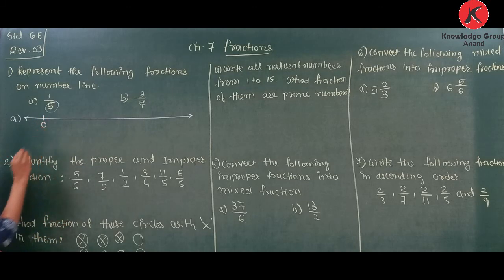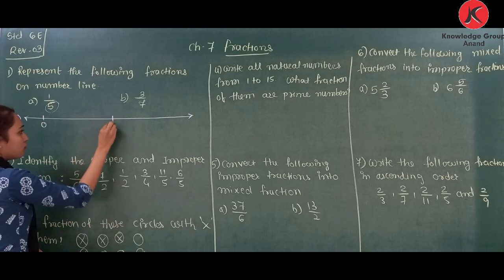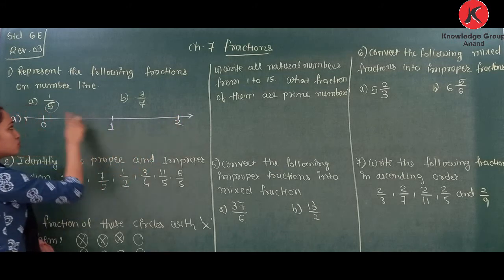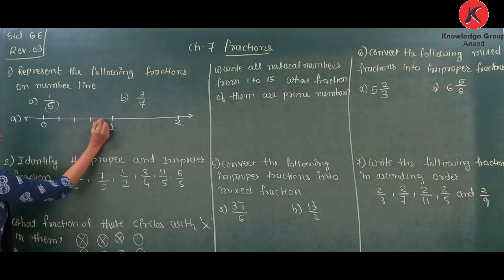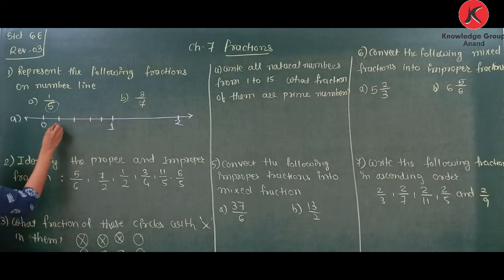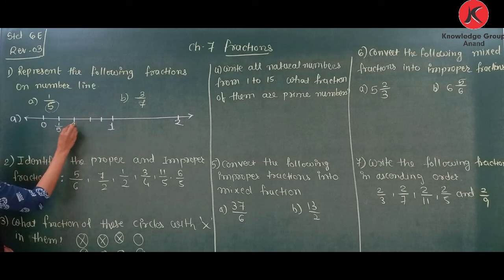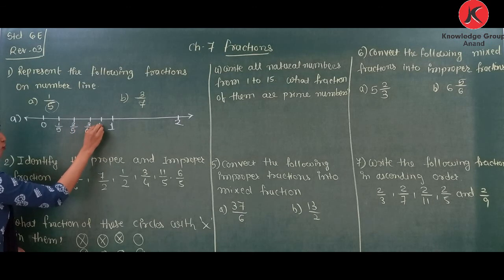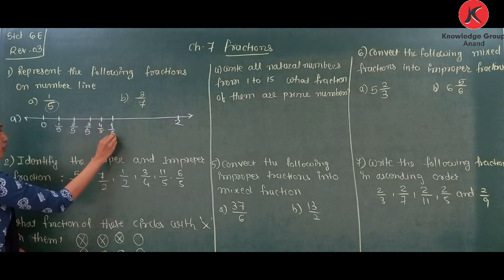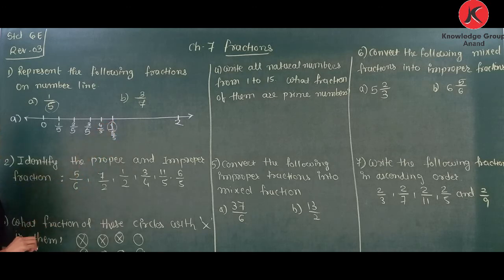So if we start from 0, 1, 2. So denominator 5 represents that this one part is divided into 5 parts. So here 1, 2, 3, 4 and 5. So each part is represented as 1 by 5, 2 by 5, 3 by 5, 4 by 5, and this is 5 by 5, it means it is 1. So 1 by 5 is here.